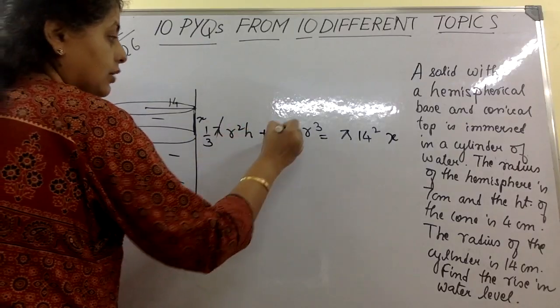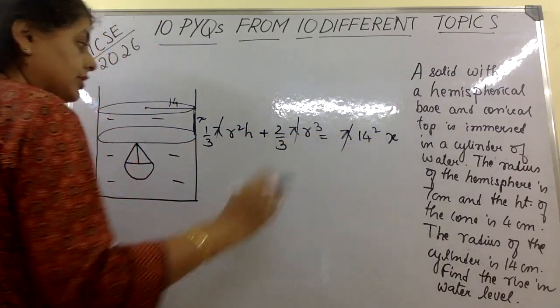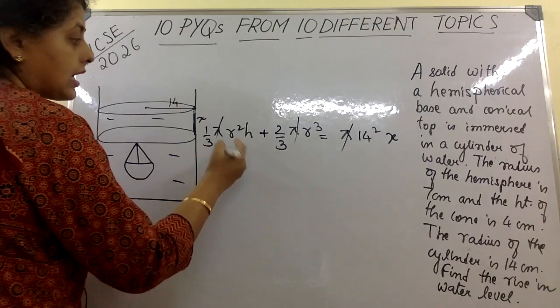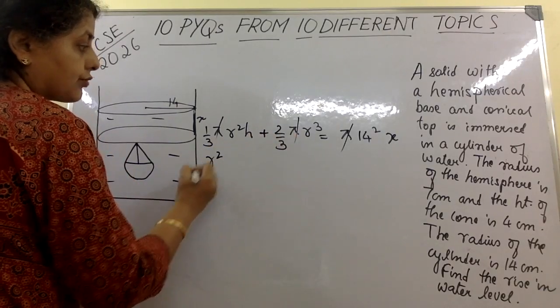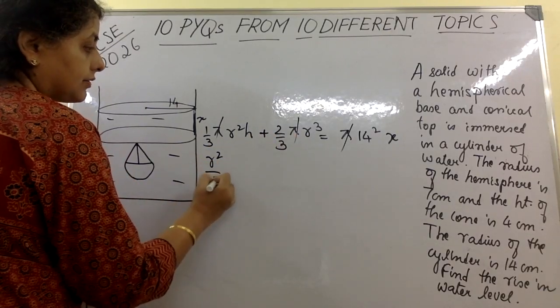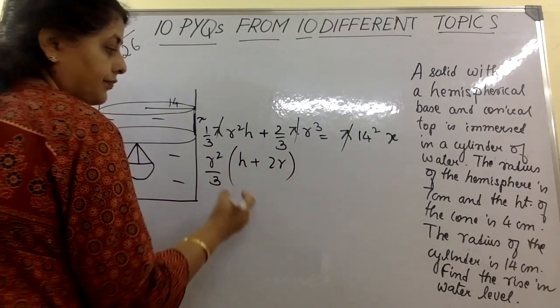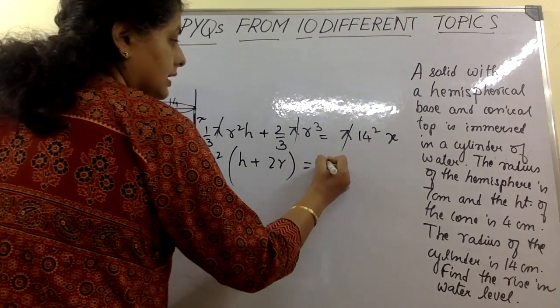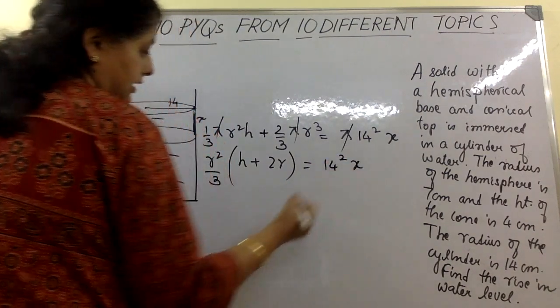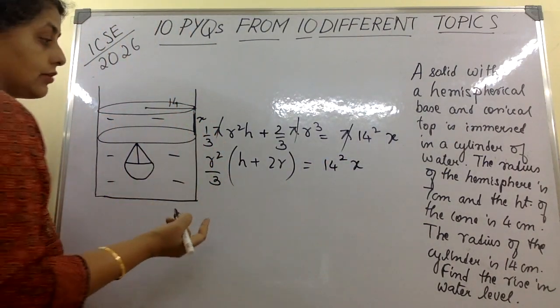Get the π's out. Very first thing, throw out the π's. Second thing is r squared, so I'll take the r squared out, divided by 3. So here, h plus 2r. That finishes the left hand side. This is 14 squared into x. Now see how easily we do this calculation.